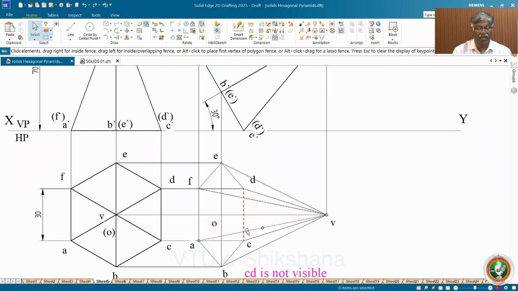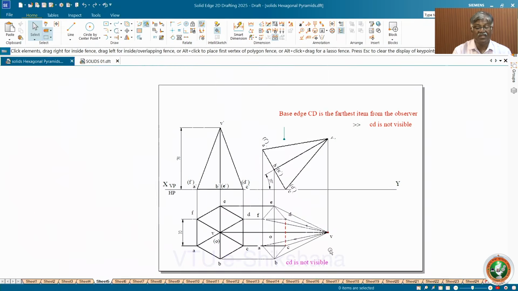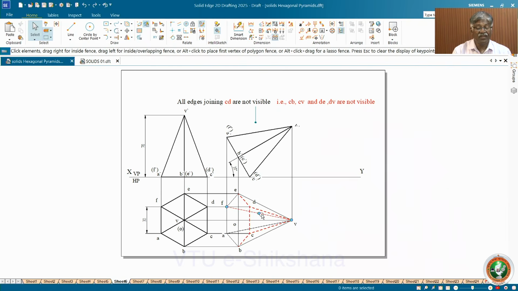Okay, only that you have to do as hidden line, that is invisible. If this is invisible, the number of lines connecting to this are CB, CV, CD and CV. See, this is how you analyze. Base edge CD is the farthest item from the observer. CD is not visible. What next? Then the sides CV, CV, DE, DV are not visible. That's all. So this is the first phase of the procedure.